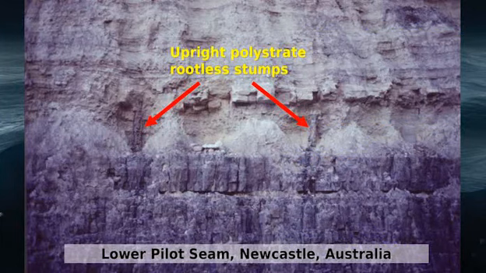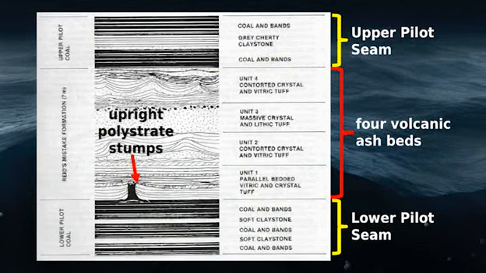Here's an example. Here's the one coal bed here, the bottom part of the screen. Here we can see two of these fossilised trees that are in upright position. And this is the local geologic diagram. That's that coal bed down the bottom there. Here's one of these tree stumps. There are 4 units of volcanic ash beds, and then there's another coal bed up above it.